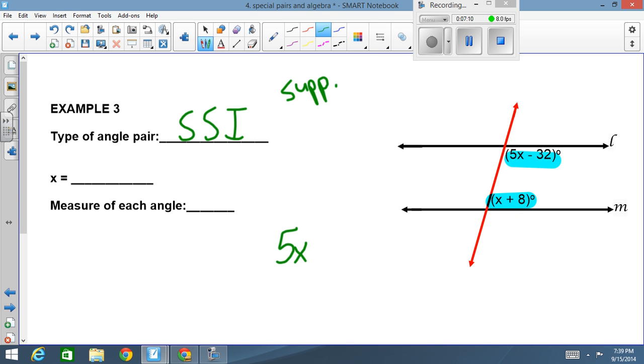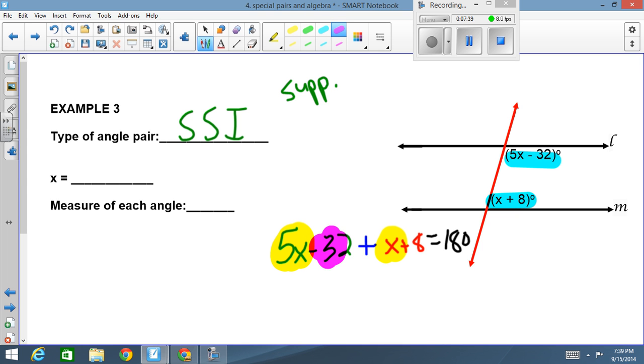Instead, I have to do 5x minus 32, which is the first angle, plus x plus 8, which is the second angle, equals 180. So you're not always setting the two angles equal to each other. You have to ask yourself, are they congruent or are they supplementary? Now, in a situation like this, I'm still seeing some Algebra 1 mistakes on these types of problems. Remember, same side of the equal sign. If you have like terms, you can combine them.